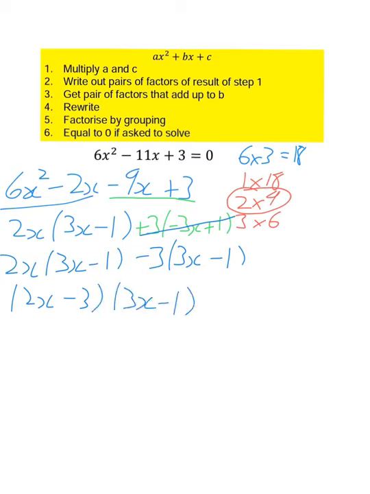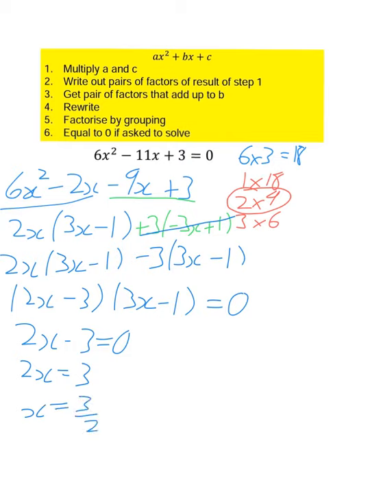This is done perfectly in factorized form, but if the question says to solve, so if you see it equals 0, we need to solve. So let's equal what we have in the brackets to 0. So 2x minus 3 equals 0. So 2x is equal to 3. x equals 3 over 2. The one on the right then, so 3x minus 1 equals 0. 3x equals 1. So x equals 1 over 3. And there are my answers.